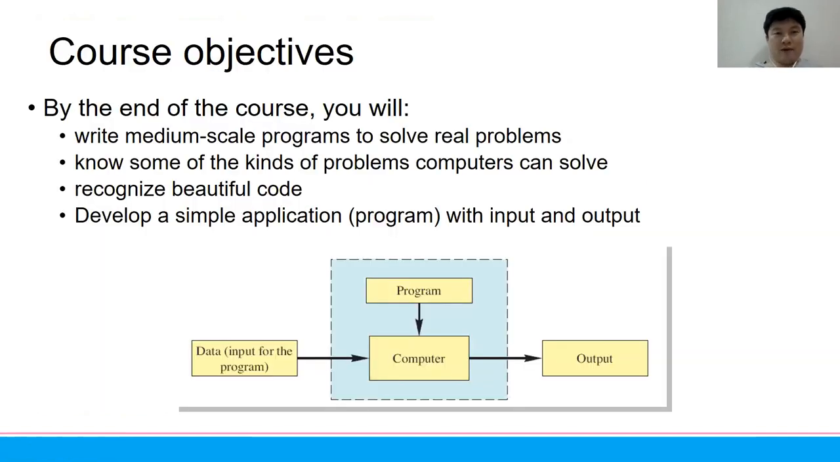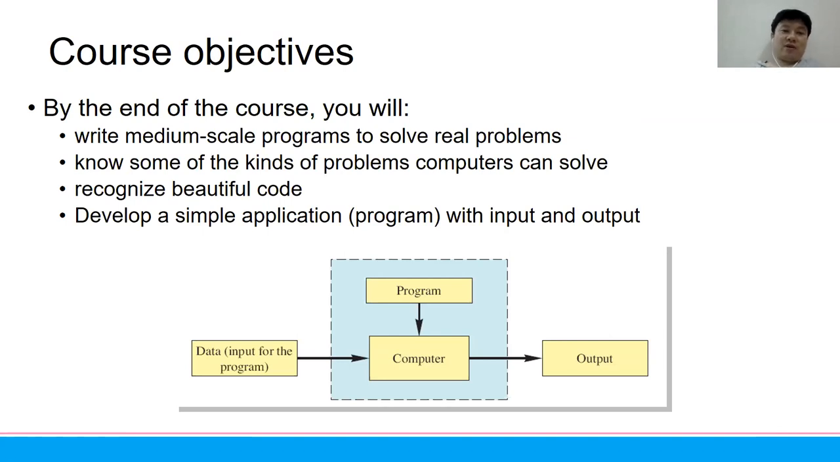So yeah, I just want to remind you that by the end of the course, you will write a medium scale program to solve a real problem. So you need to think about the final project, like the business game, the serious business game that you want to develop, or some other things that you want to develop. Just let me know. If I approve your proposal, then you can just proceed with that one.